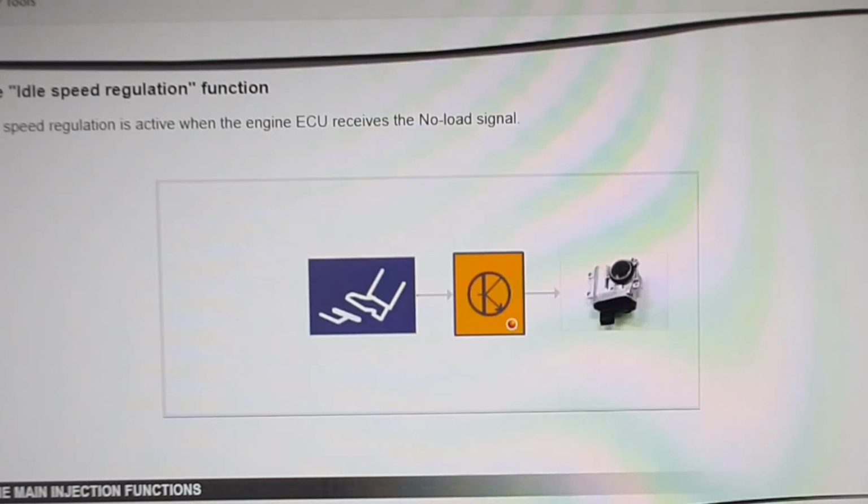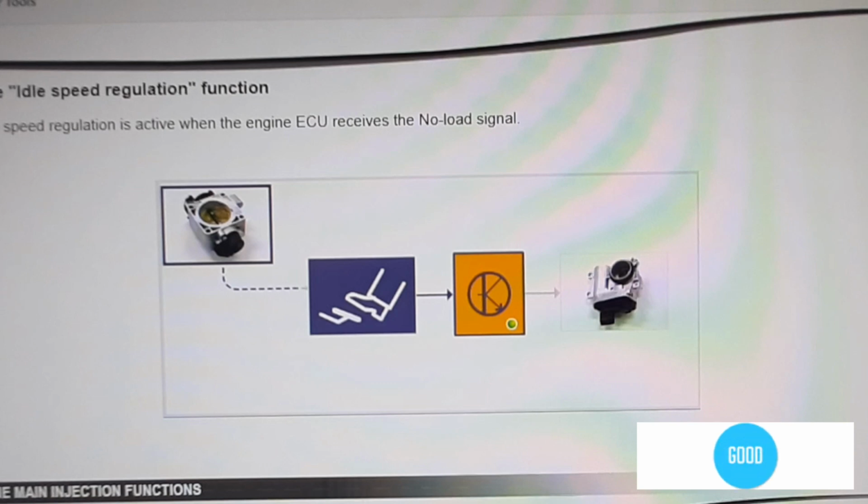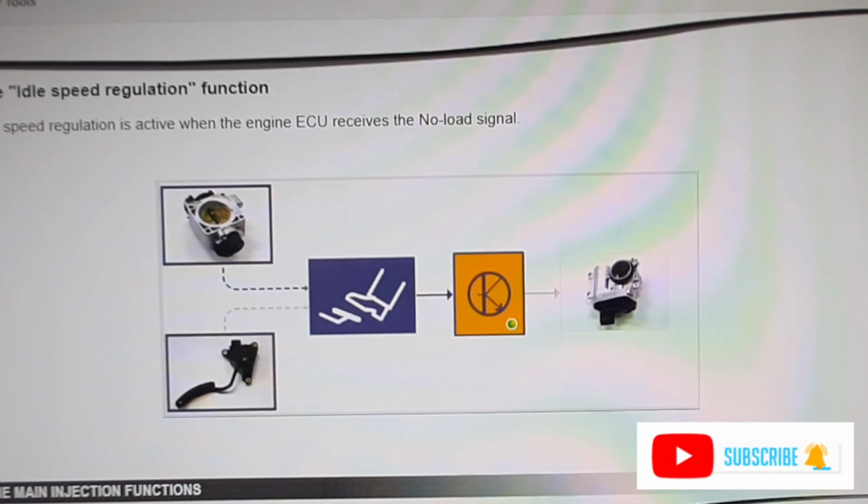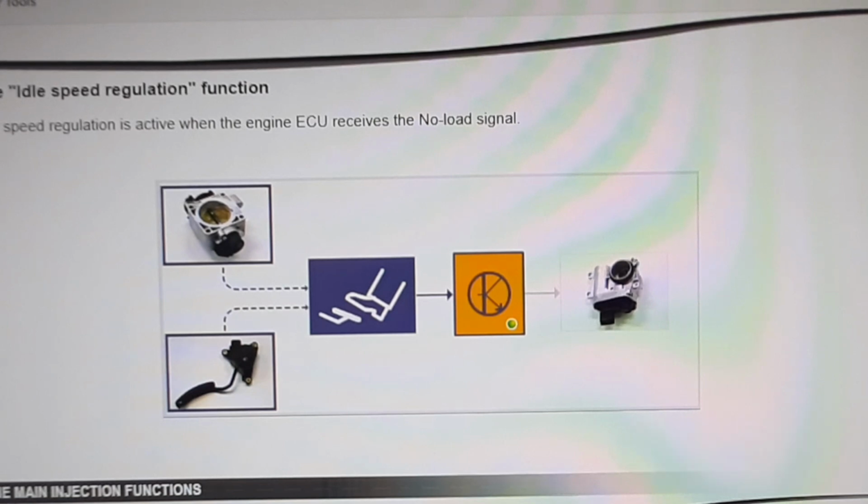Idle speed regulation is active when the computer receives the no-load signal. Depending on the system, this signal may come from the following two sensors: the throttle position sensor on cable accelerator systems, or the accelerator pedal position sensor on vehicles equipped with a motorized throttle valve.